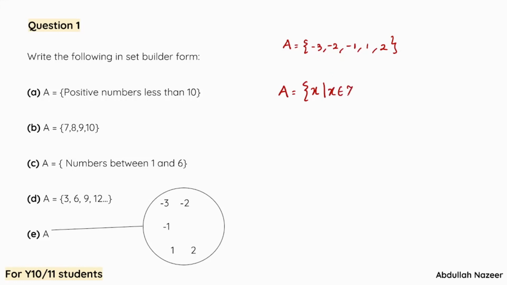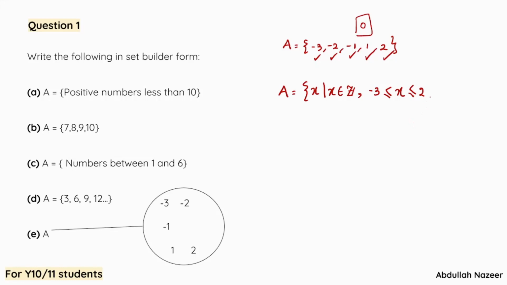x belongs to integers. Now for the second condition, I can say x is between minus 3 to plus 2, right? So I can say minus 3 less than or equal to x less than or equal to 2. So this means minus 3, minus 2, until 2. But there is a problem. The problem is this set doesn't have the number 0 in it, right? Now if you were to define it like this, between minus 3 to 2, that means minus 3, minus 2, minus 1, 0, 1, 2. So it includes the 0 which is not there in the original set.